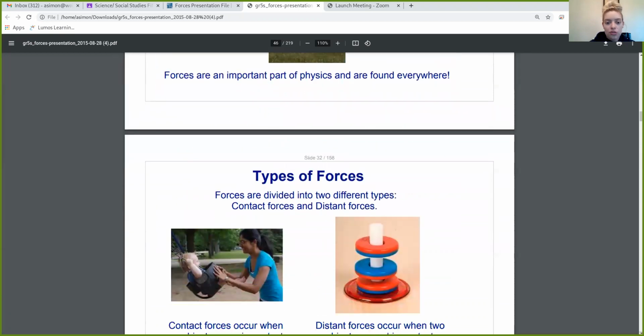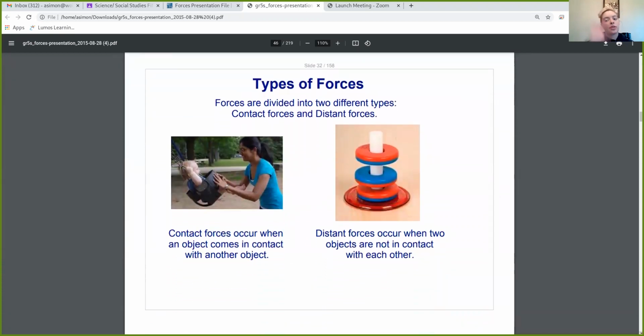Moving on. There are different types of forces and we divide them into two separate groups, okay? Types of forces: there are contact forces and distance forces. I'm sure when you look at those two words, guys, we can infer what they're talking about. Contact: if you're in contact with something, that means you're touching it. If things are distant, it means that they're not touching. So the two types of forces that we have are contact forces and distant forces.